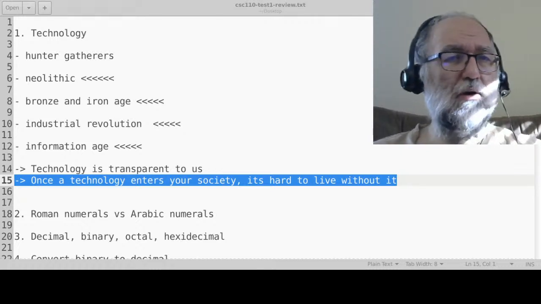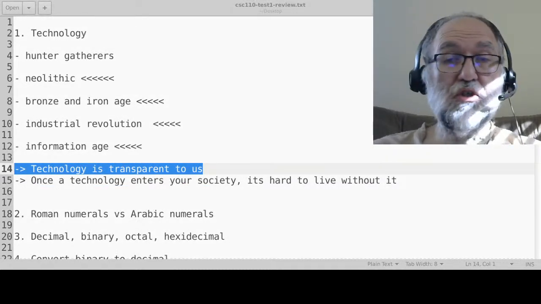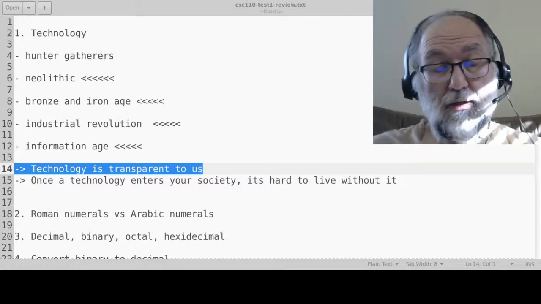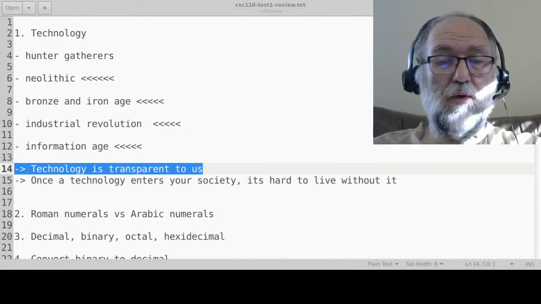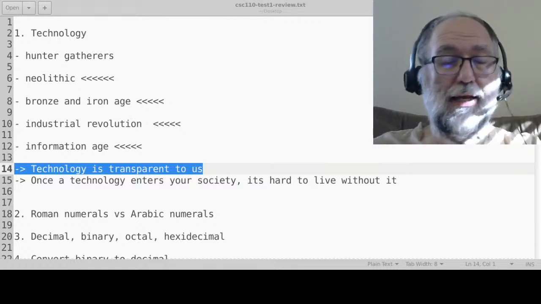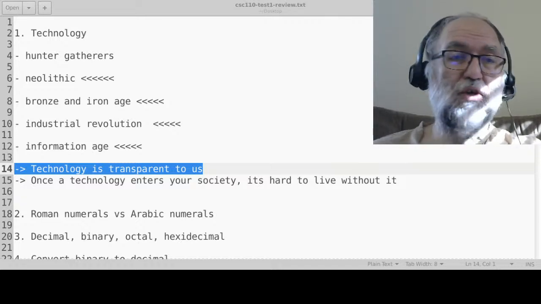Okay, and the other thing about technologies is they're kind of transparent to us, meaning that we just use them without thinking about how they work. That's one of the things I wanted to show you in this course, and I did, is how they work on the inside. Now we're going to set that aside, like I said, but now you have an idea of how these things work on the inside, and that's our information age.